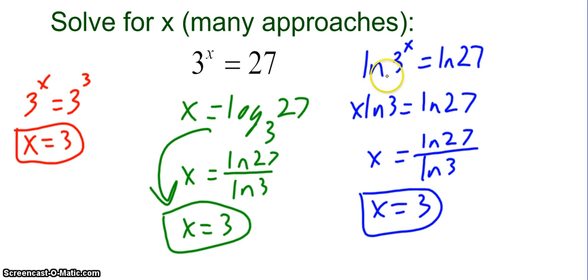Another approach is to take the log of both sides. In this case, I chose natural log. So I can do the natural log of 3 to the x equals the natural log of 27. Because of my properties of logs, I can bring the x down in front. So x times natural log of 3 equals natural log of 27. Divide by the natural log of 3, x equals natural log of 27 over natural log of 3, so x equals 3. Again, there are still other approaches. So if you came up with something different, that's okay.